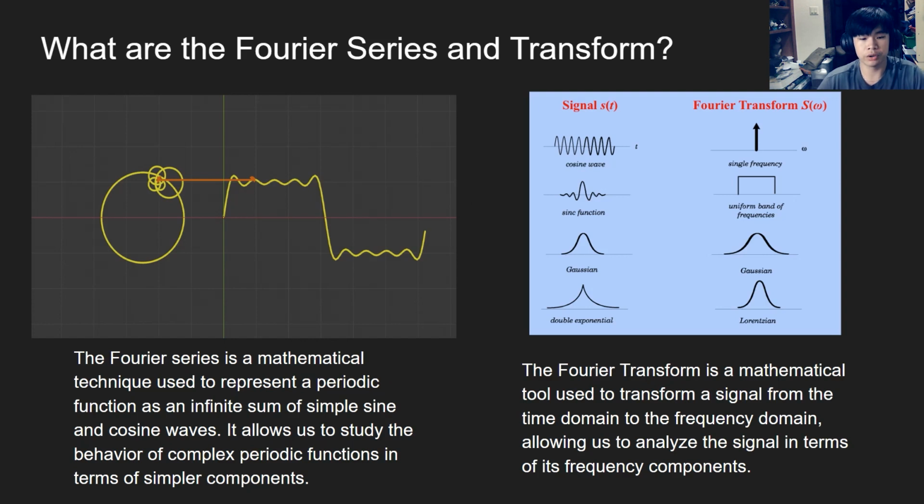The Fourier series and Fourier transform are related as they both deal with the analysis and representation of signals in terms of their frequency components. The Fourier series represents periodic signals in terms of a sum of sinusoidal waves, while the Fourier transform represents non-periodic signals as a continuous spectrum of frequency components.